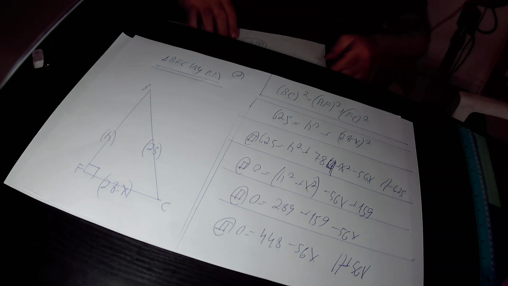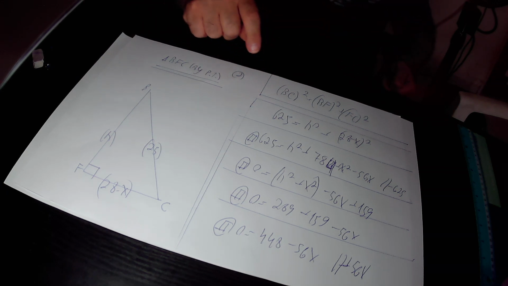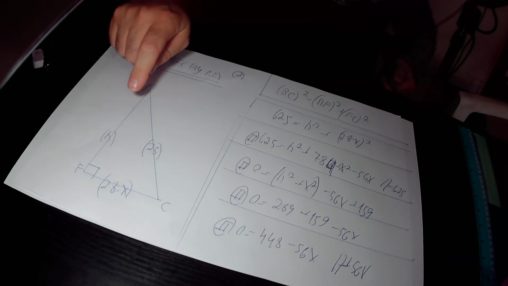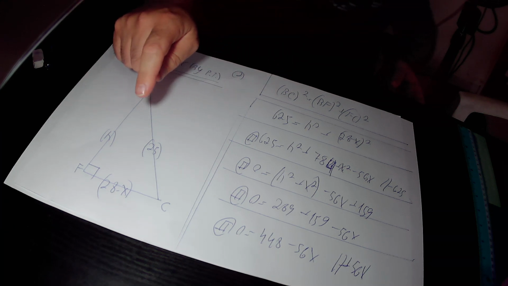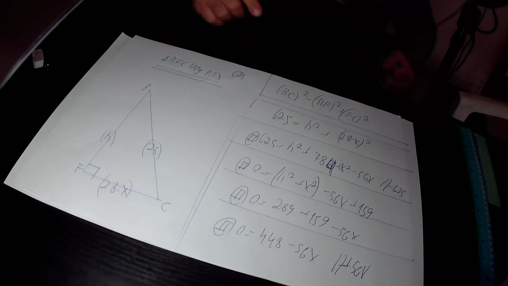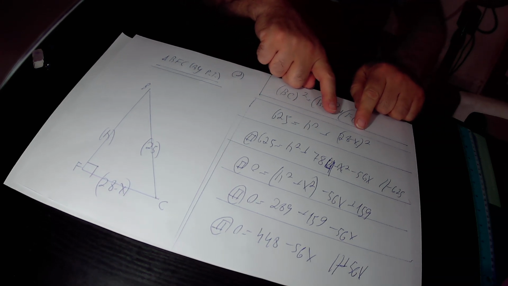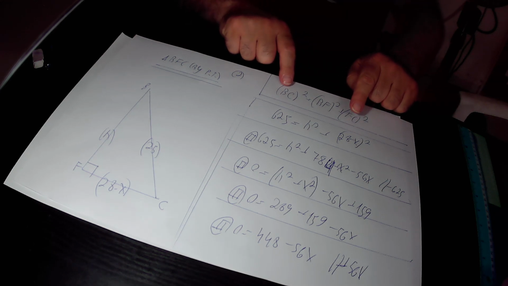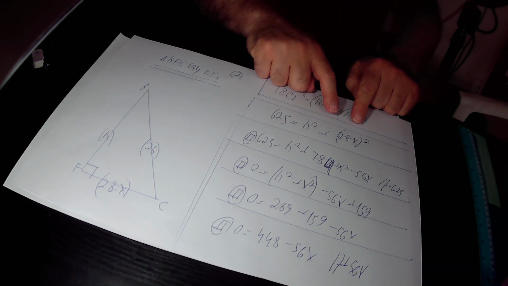BC is 25, therefore BC squared is 25 squared, that is 625, and it is equal to BF squared. BF is H, therefore BF squared is H squared, plus FC squared. FC is 28 minus X, therefore FC squared is (28 minus X) squared. So in total we found that 625 equals H squared plus (28 minus X) squared.